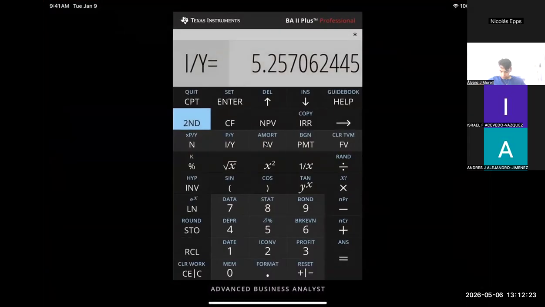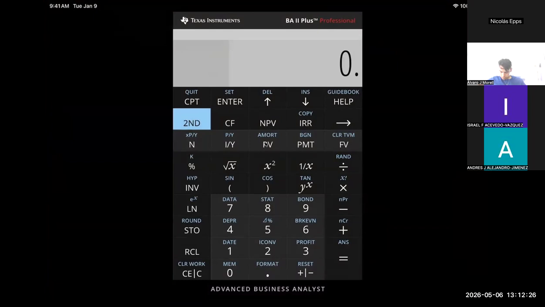Okay, so we have to put 12 into N, negative 975 into PV, 65 into PMT, and 1000 into FV, and then compute the interest rate. Then you have to be careful: divide it by 2, divide it by 100, I mean, and store that in 1. Now that you've stored it, we're going to convert it.